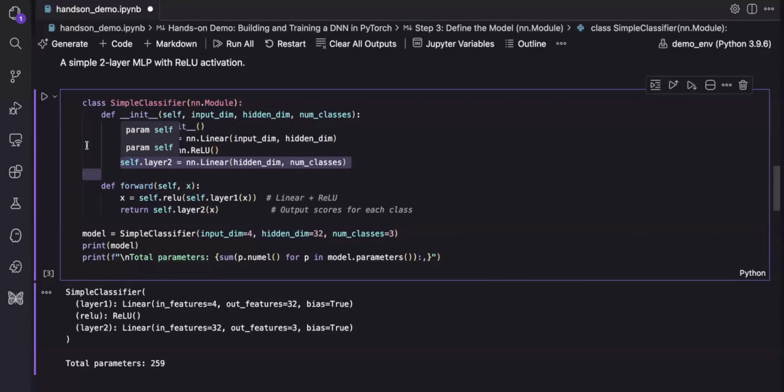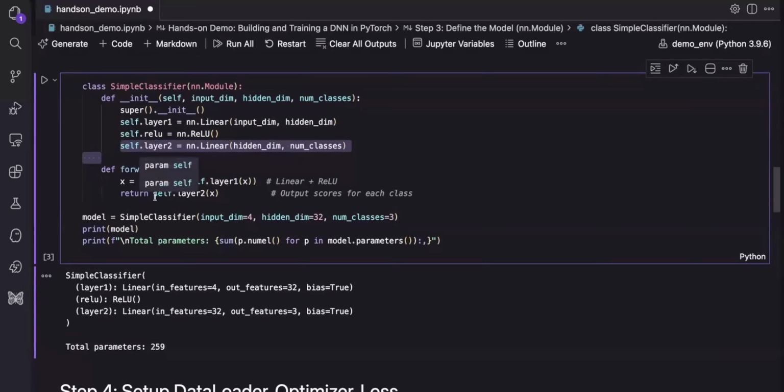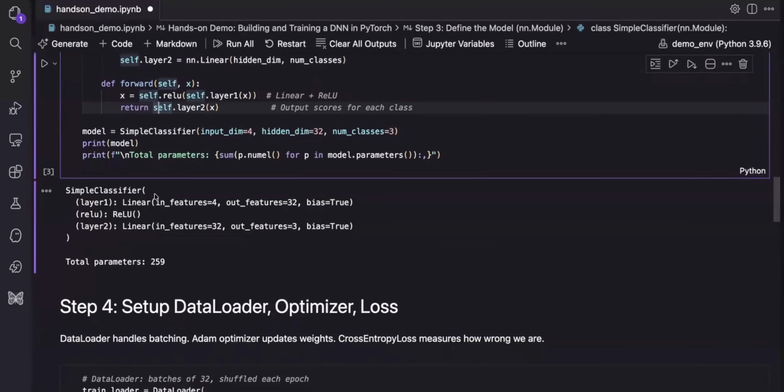Then we have the forward function. This is where we define the actual computation. PyTorch calls this method automatically when you write model(x). The forward pass is three lines. Pass x through layer 1, apply ReLU, pass through layer 2. That is it. And we then instantiate with SimpleClassifier, input_dim equals 4, hidden_dim equals 32, and num_classes equals 3, and print the summary.